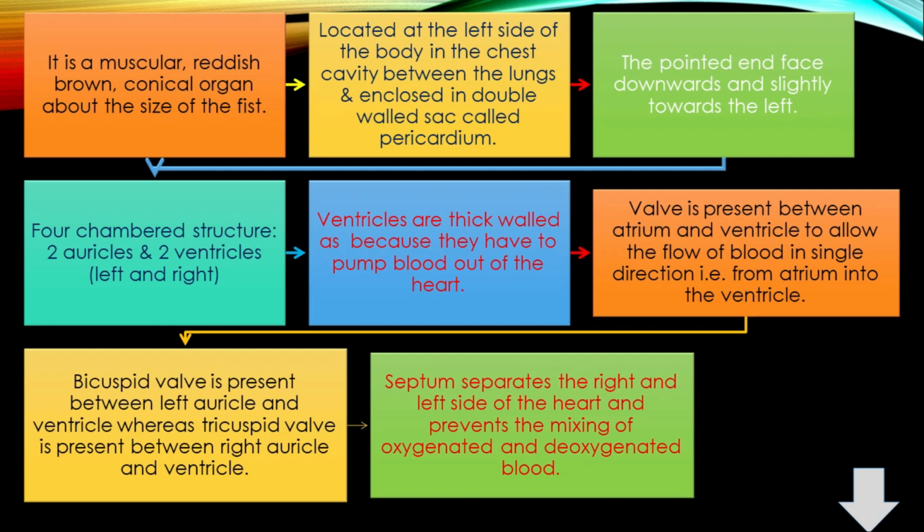The ventricles are thick-walled because they have to pump blood out of the heart. A valve is present between the atrium and the ventricle to allow the flow of blood in a single direction, that is, from atrium into the ventricle. Bicuspid valve is present between the left auricle and the ventricle, whereas tricuspid valve is present between the right auricle and the ventricle.